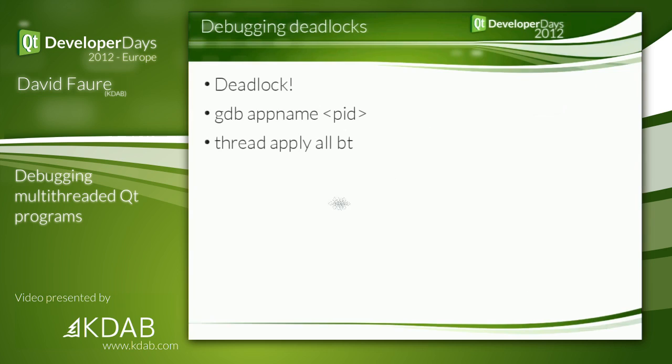Okay. So this one is easy. How do you debug deadlocks? Your application just blocks. You expect it could be a deadlock. You just attach GDB to it. You type thread apply all backtrace. You get a backtrace for every thread. So nothing difficult here. I won't spend more time on it.